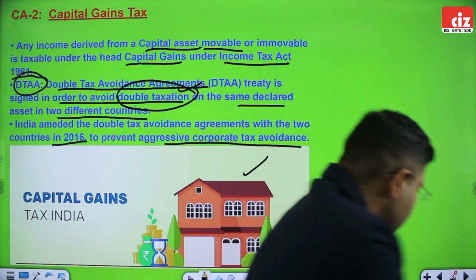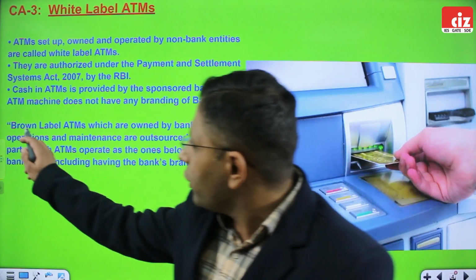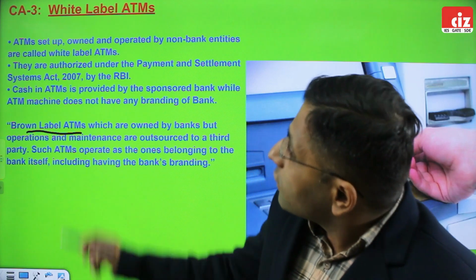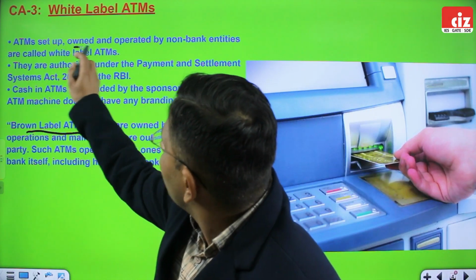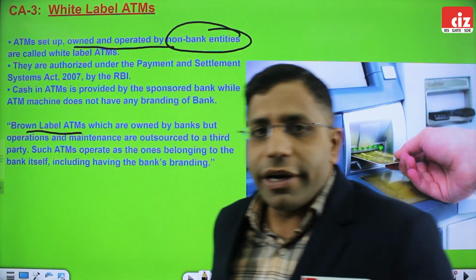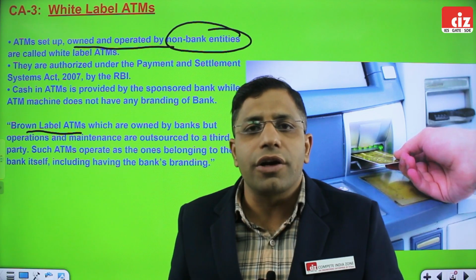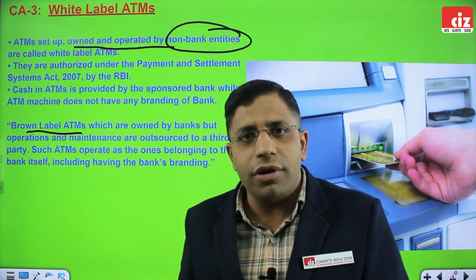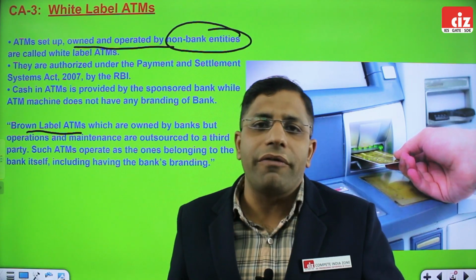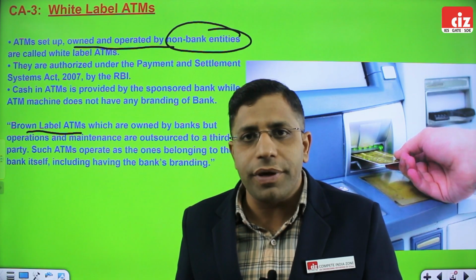Let us move further. The next current affair is about white label ATMs and brown label ATMs. Please understand the concept of white label ATMs. These are ATMs that are set up, owned and operated by non-bank entities, and they are called white label ATMs. Usually across the country, the regulatory body of banks is RBI. Under RBI there are private as well as public sector banks. These banking entities have the recognition as well as the authority from RBI.